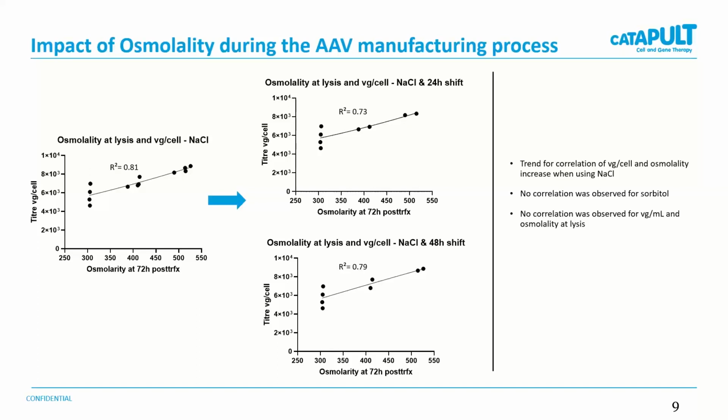On this slide, on the top, are the conditions that had a shift at 24 hours post-transfection, and at the bottom, the conditions that had a shift at 48 hours post-transfection. We can see a trend for an increase in specific titer when increasing osmolality using sodium chloride. We could not see any correlation for sorbitol, and we could not see any correlation with titer. It was only for specific titer.